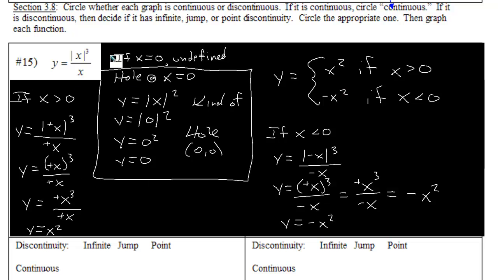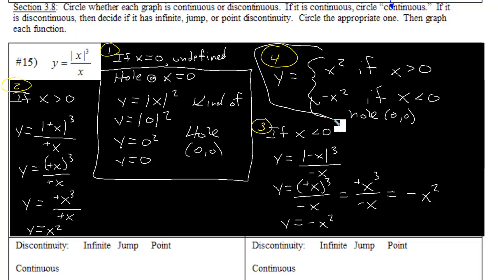So we did this first, did this second, did this third, and we conclude with this. So this is what the graph looks like. Well, not entirely. Plus there's a hole at 0, 0. From the right of the y-axis, it's a parabola that opens up. From the left, it's a parabola that opens down. So here's how your graph should be.